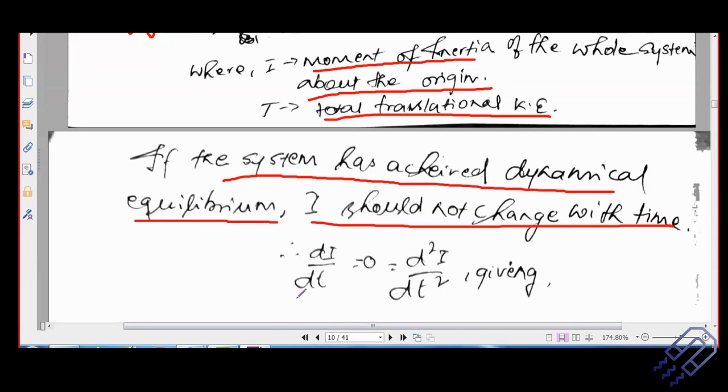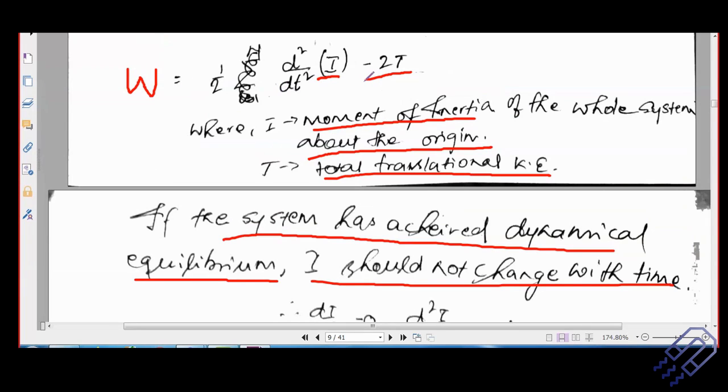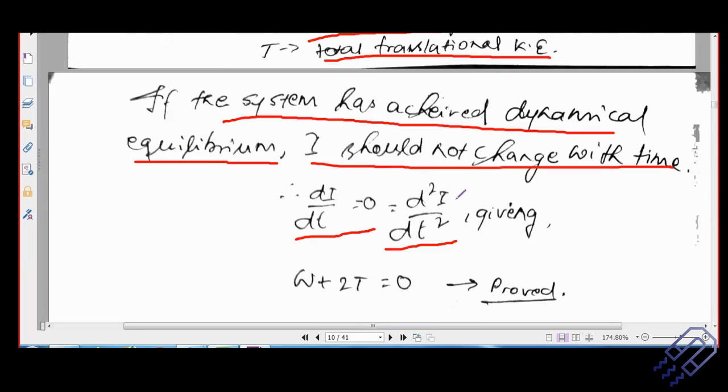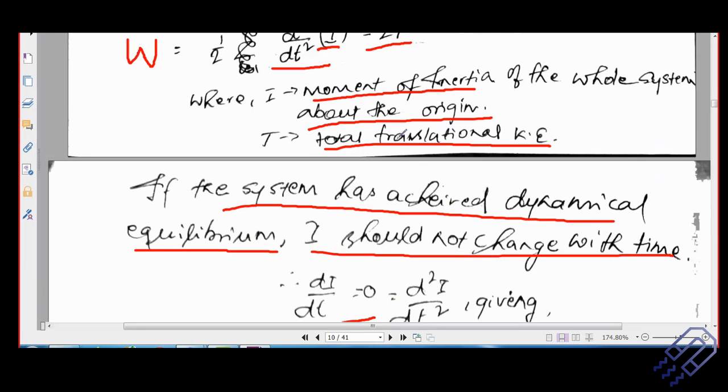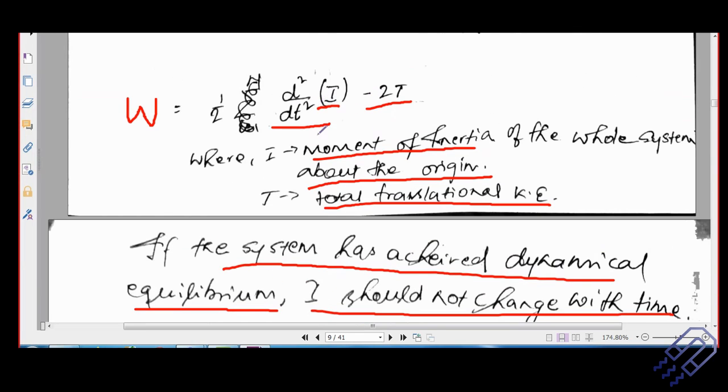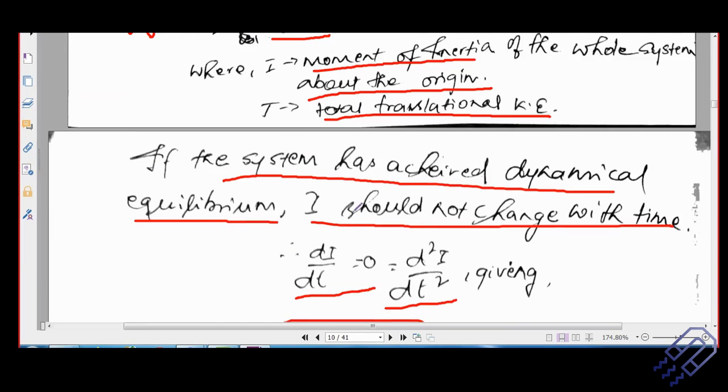So that means I can simply write dI/dt is equal to 0. If dI/dt is equal to 0, d²I/dt² is also equal to 0, right? So what does it mean? That means this part will actually become 0. If this part becomes 0, we have W + 2T = 0. And that is why understanding what dynamical equilibrium is, is important. Only then can you get W + 2T = 0. This is 0, this is 2T, it goes to the other side, you do the expression, you get that.